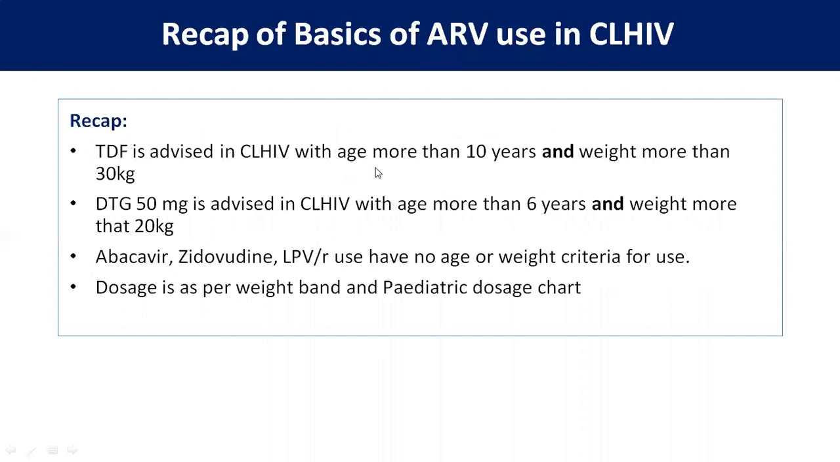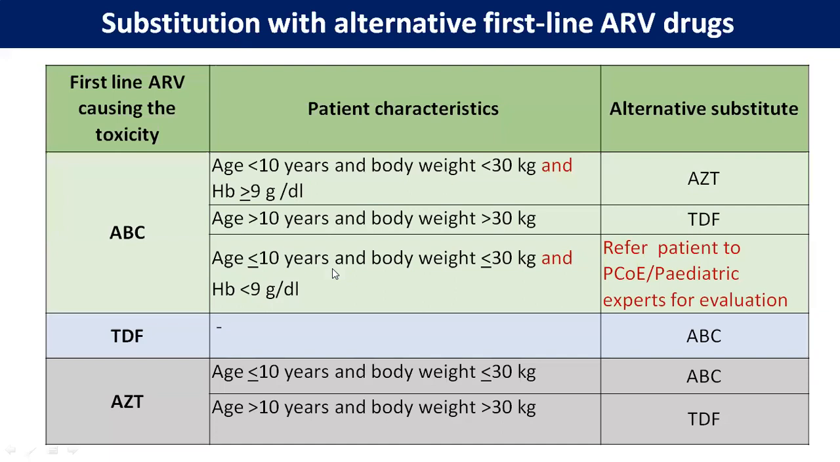TDF is advised in children more than 10 years and more than 30 kg, DTG in more than 6 years and more than 20 kg. Abacavir, zidovudine, lopinavir have no age or weight criteria for use, they can be used at any age. But below 6 years and below 20 kg, the first line will be abacavir, lopinavir, ritonavir, that is ABC, LPV/r. And of course, dose is always according to the weight. Not going into detail, these are the alternate substances.